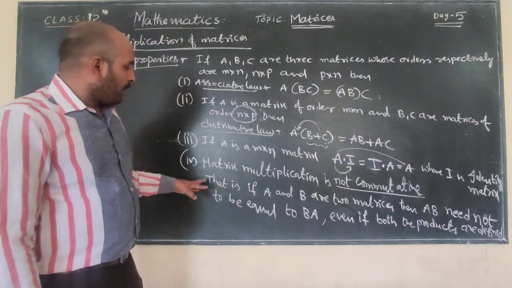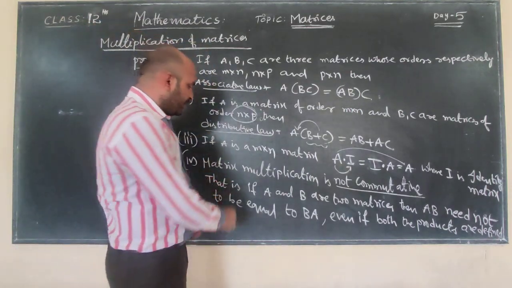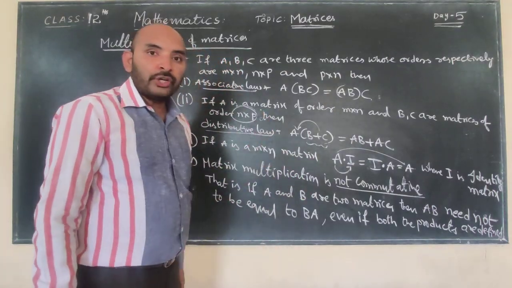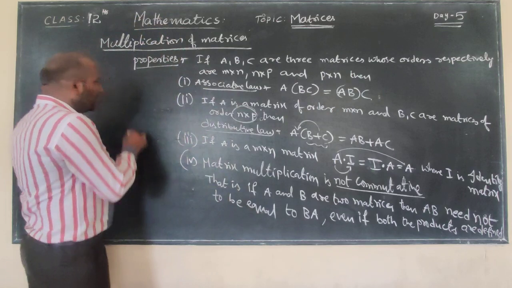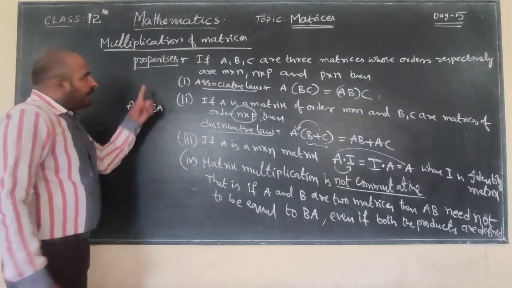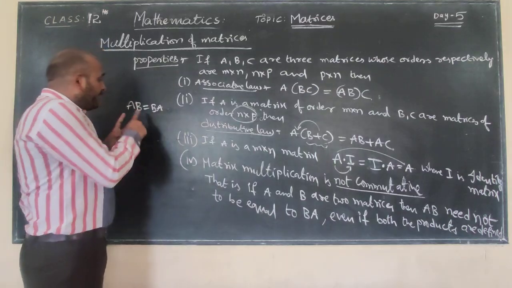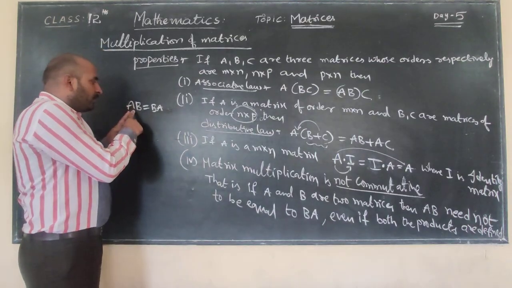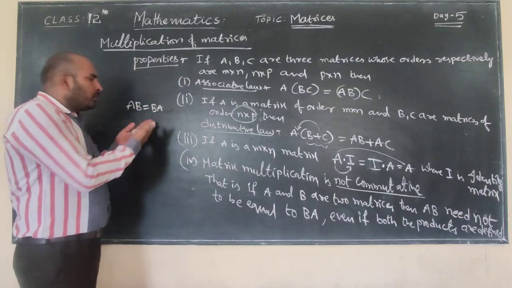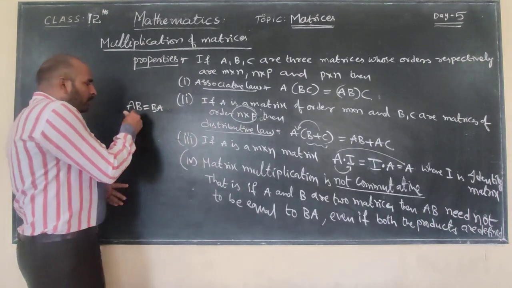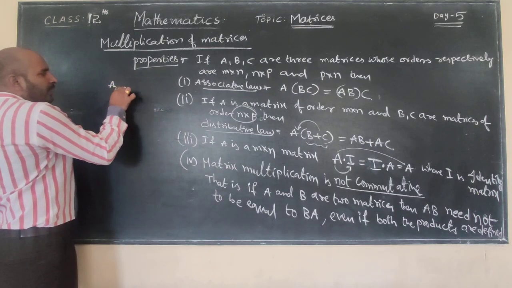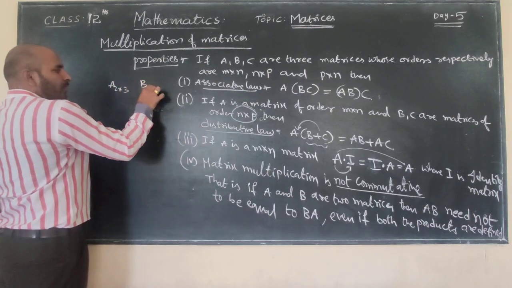Another important point: matrix multiplication is not commutative. Matrix multiplication is not commutative means what? The commutative property is actually AB is equal to BA. But in matrix multiplication, it does not hold, because if AB exists, it need not be equal to BA. Let us observe here: A matrix is 2 cross 3, B matrix is 3 cross 2.